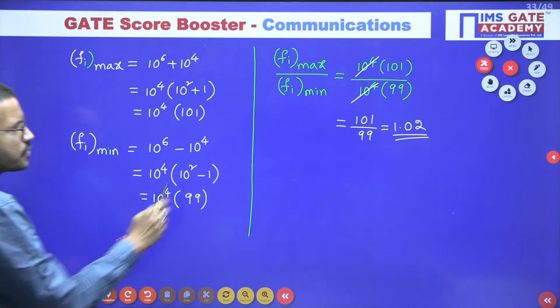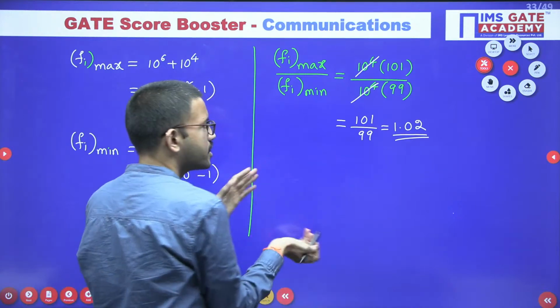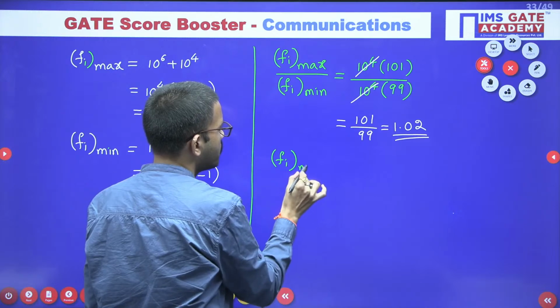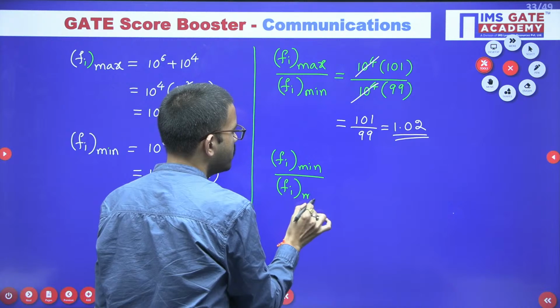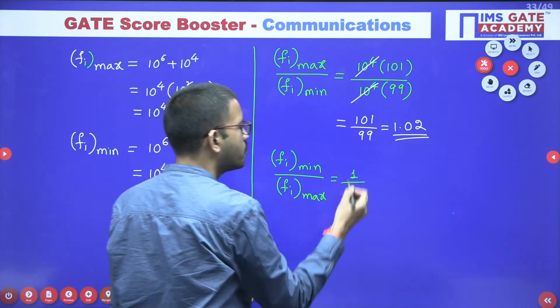Now, whatever value you got, you can take the reciprocal. So Fi min divided by Fi max is nothing but 1 divided by 1.02.